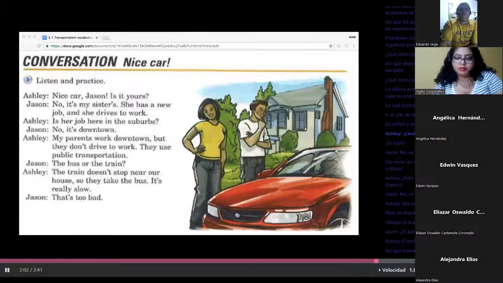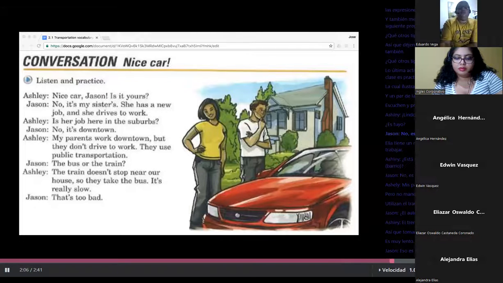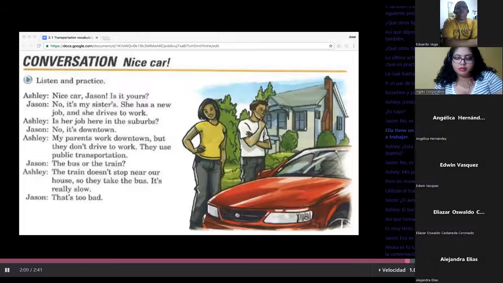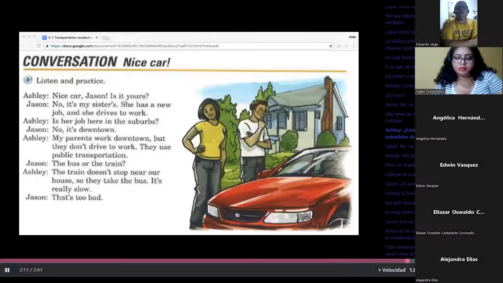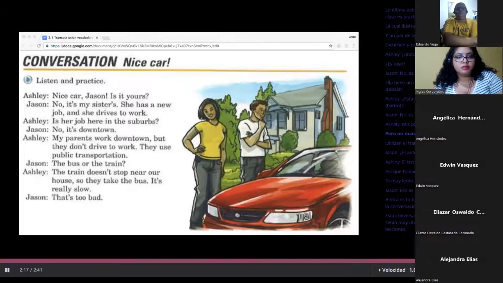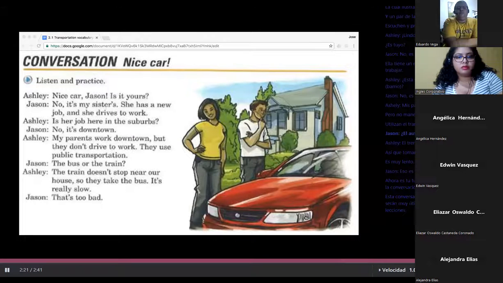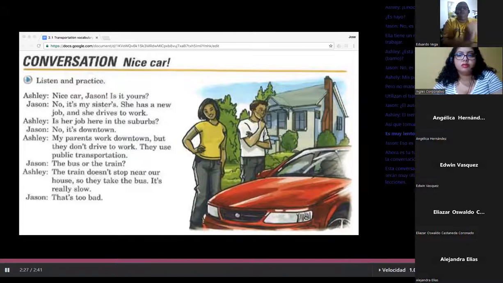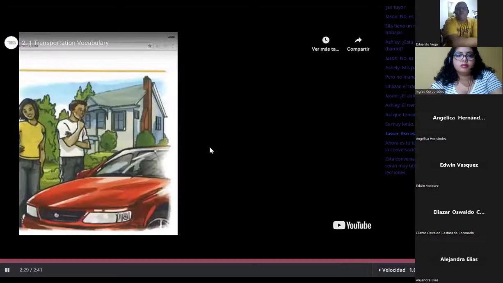Nice car, Jason. Is it yours? No, it's my sister's. She has a new job and she drives to work. Is her job here in the suburbs? No, it's downtown. My parents work downtown, but they don't drive to work. They use public transportation. The bus or the train? The train doesn't stop near our house, so they take the bus. It's really slow. That's too bad. Now is your turn to practice.